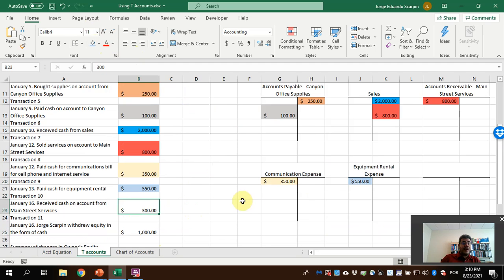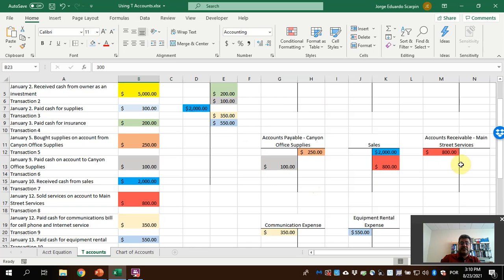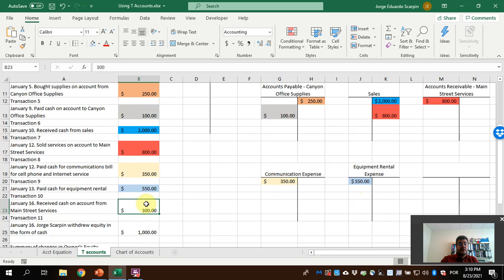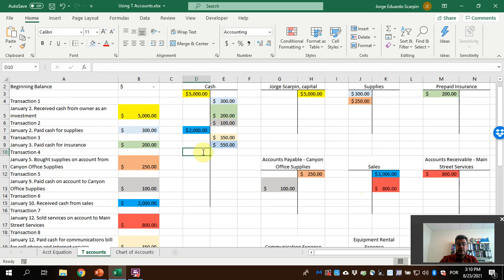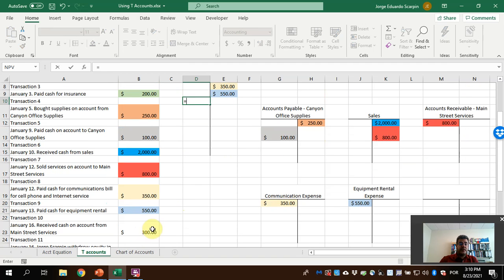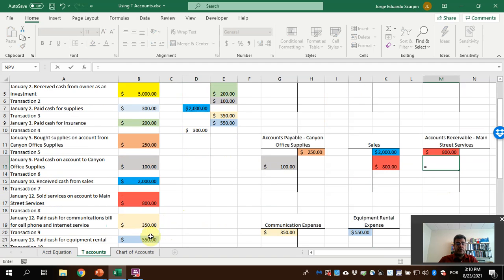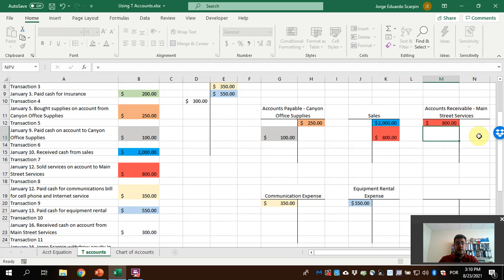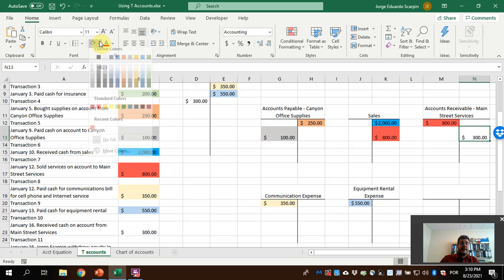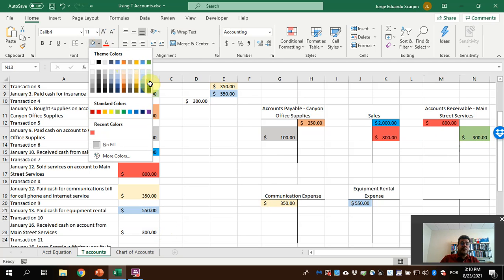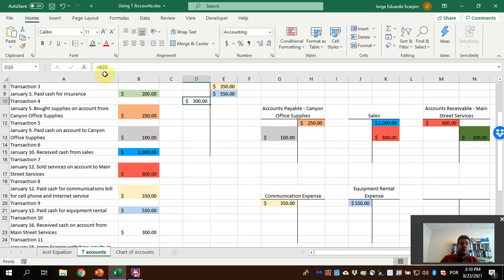Received cash on account from Main Street Services. So we are receiving part of this money here, part of this $800. How much? $300. So we are receiving $300. We are crediting because we are decreasing the accounts receivable. So we are crediting accounts receivable. So some gray, some green.